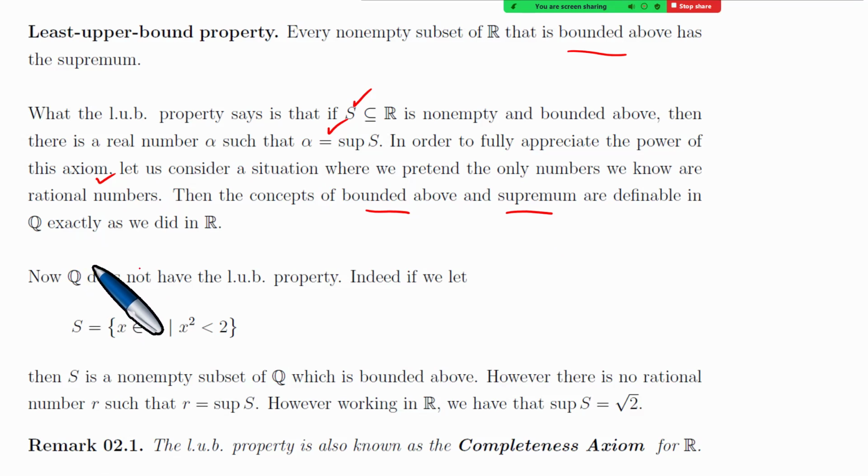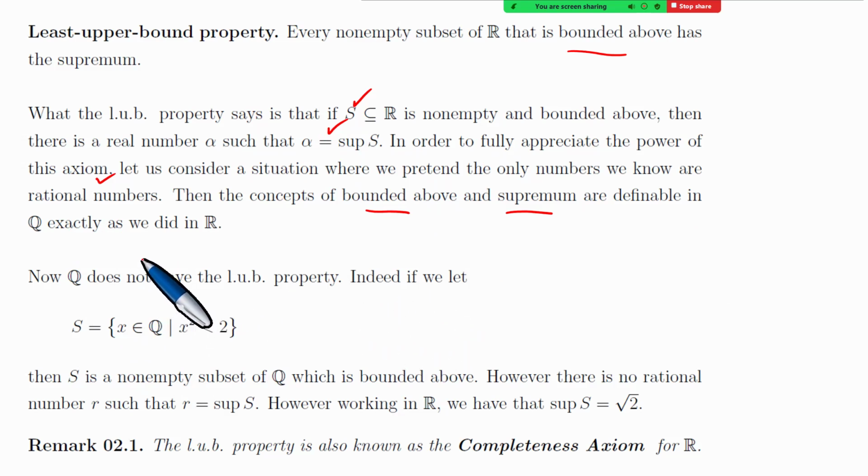Okay, so in other words, the concept of bounded above, we defined in R. R was our universal set, but now these concepts of bounded above and supremum are definable in Q exactly. So we can decide we're going to be dealing with rational numbers and not just real numbers. Okay, just a setup. Now, Q does not have the LUB property.